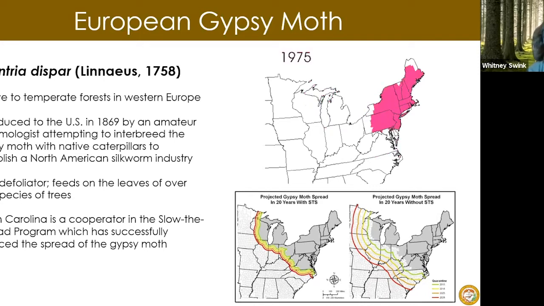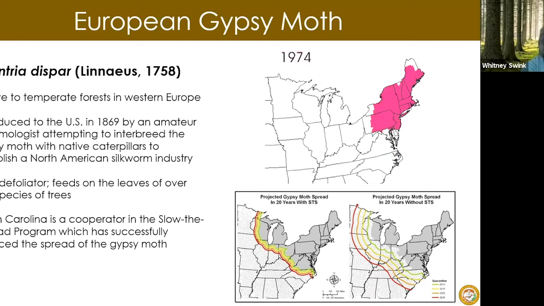But here in North Carolina, we are part of the Slow the Spread program and work really hard to kind of keep it out of our state, or at least fight back the insurgent populations each year. So in that bottom right graphic, you can see what the spread would look like with and without the Slow the Spread program. And something we're really proud of being a part of and hope to continue working with for some time to come.